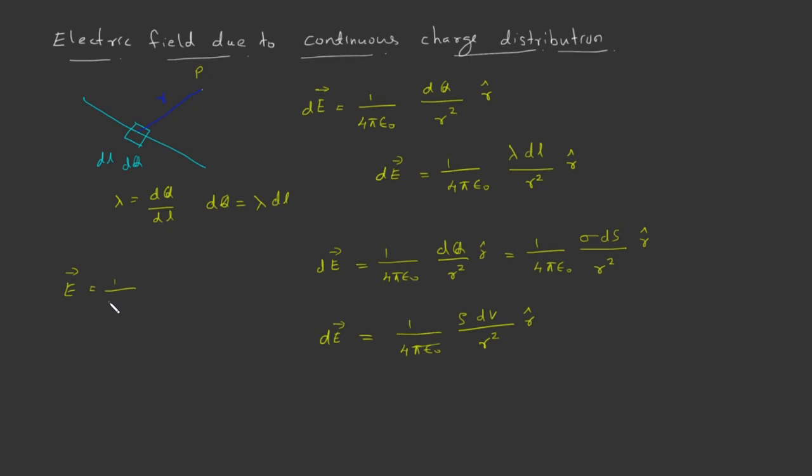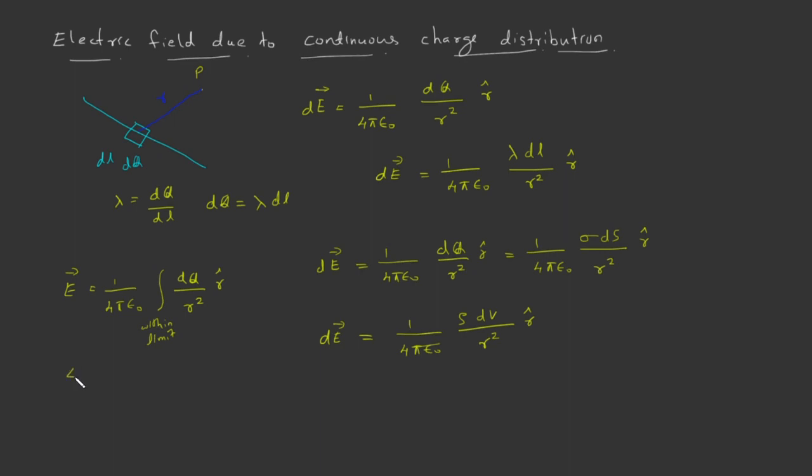So in general, we can write electric field at point P due to continuous charge distribution is equal to 1 by 4 pi epsilon 0 into integral within limits dq divided by r square into r cap, where dq is equal to lambda dl in a linear charge distribution, sigma ds in a surface charge distribution, and rho dV in a volume charge distribution.